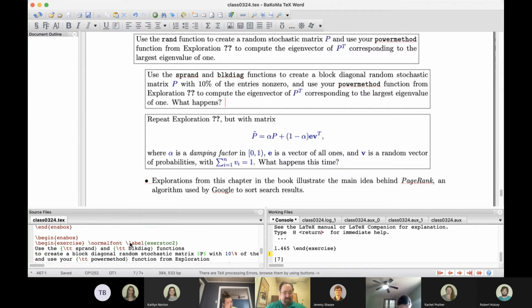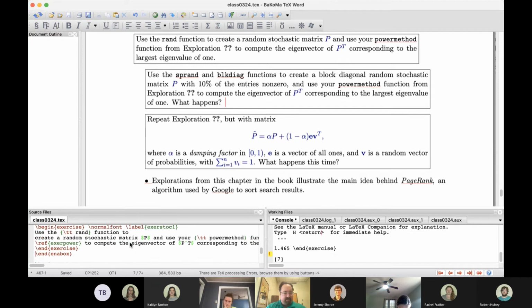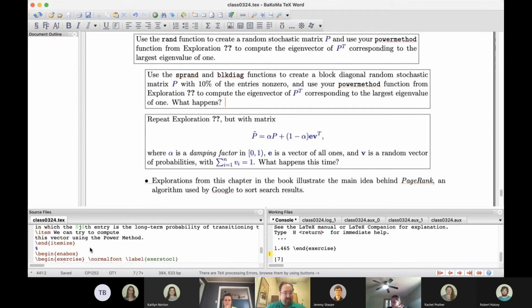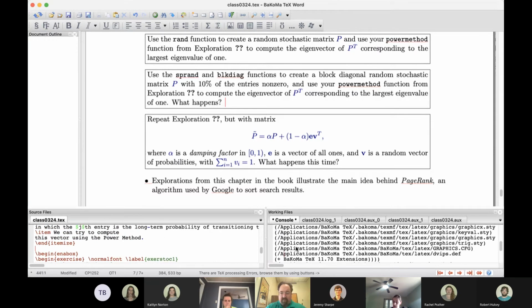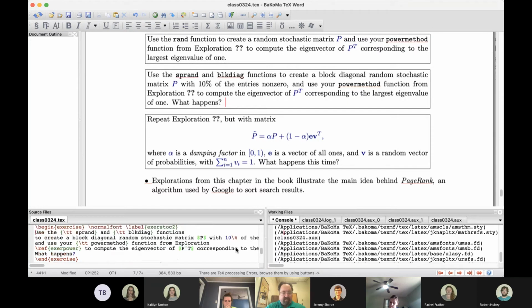And what's this LaTeX error I have somewhere? Dang it. Okay. All right.